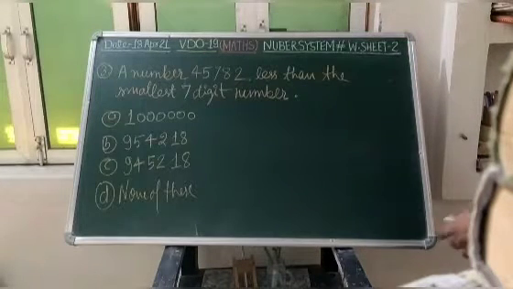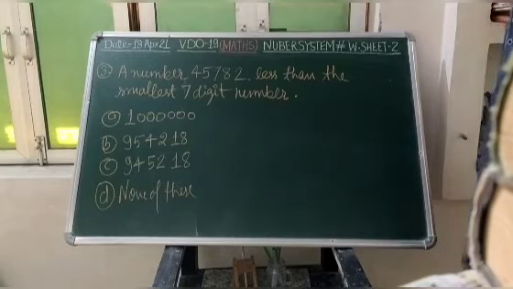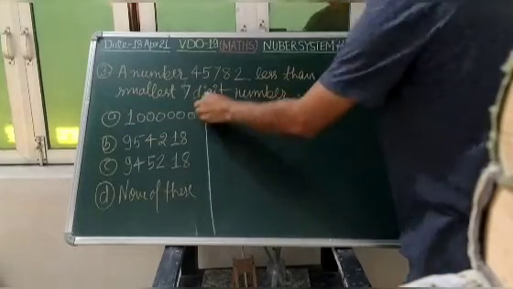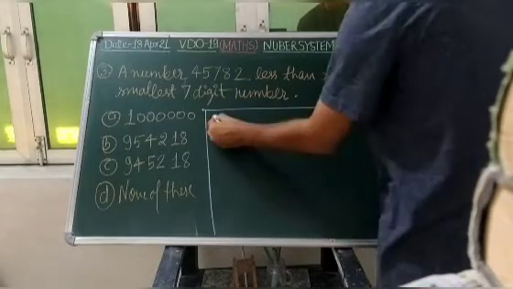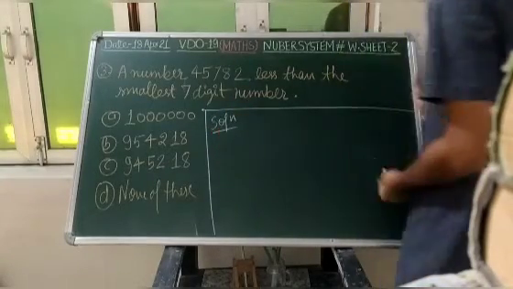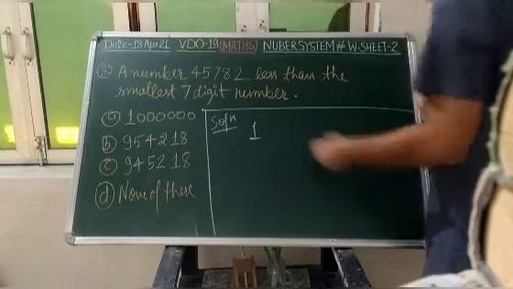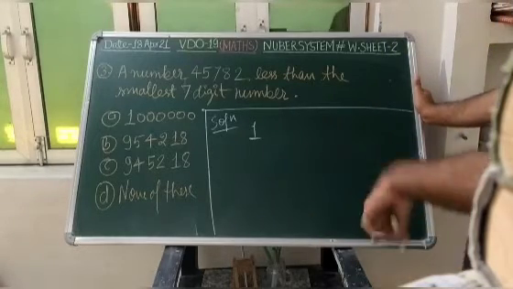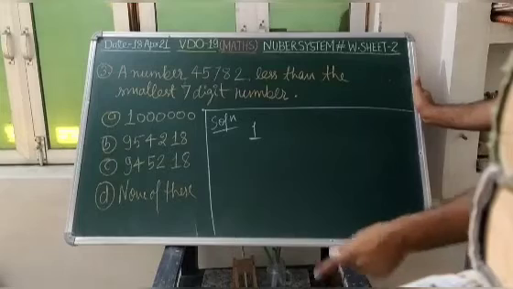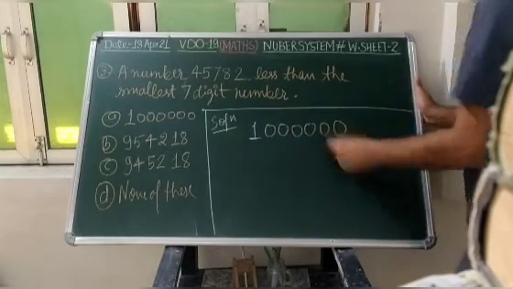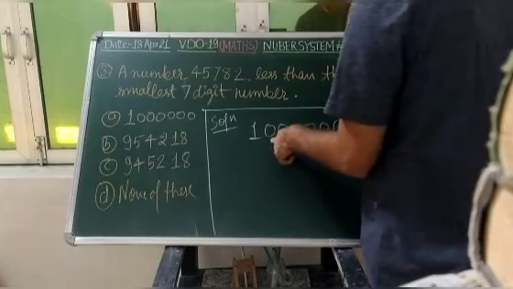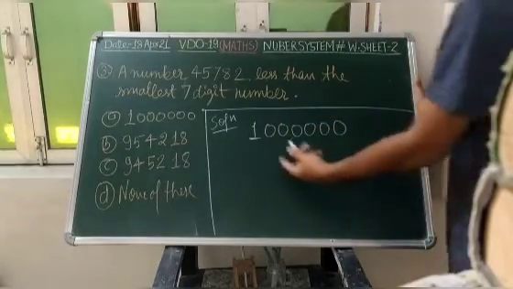Third one: a number 45782 less than the smallest 7-digit number. So the number we want to find is 45782 less than the smallest 7-digit number. You know, how will we write the smallest 7-digit number? We will put n minus 1 zeros, meaning 7 minus 1, 6 zeros on the right side of the 1: 1, 2, 3, 4, 5, 6.